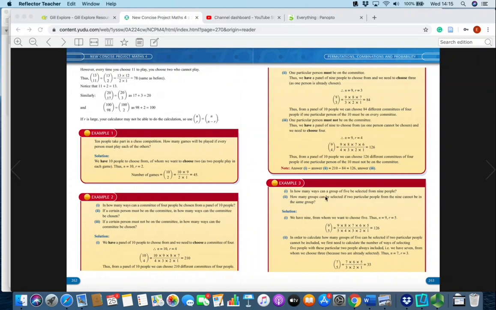In how many ways can a group of 5 be selected from 9? That's 9 choose 5. How many groups can be selected if 2 particular people from the 9 cannot be in the same group? In order to calculate how many groups of 5 can be selected if 2 particular people cannot be included, we first need to calculate the number of ways of selecting 5 people with these particular 2 people always included, i.e. we have 7 from which we choose 3.